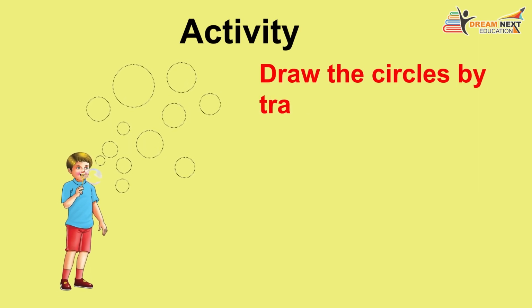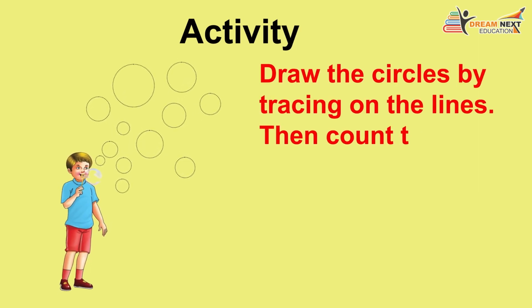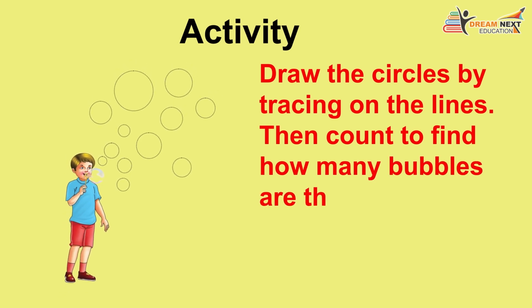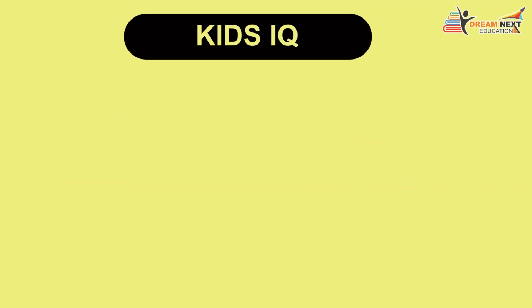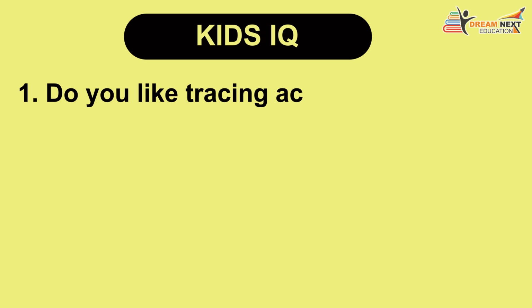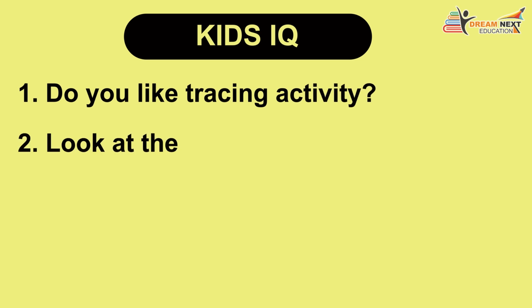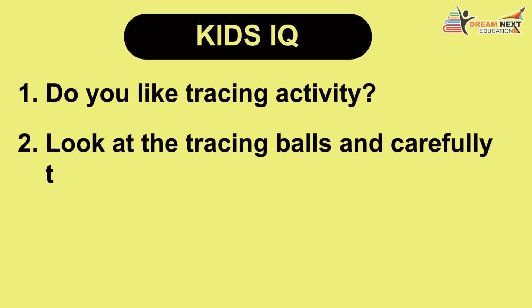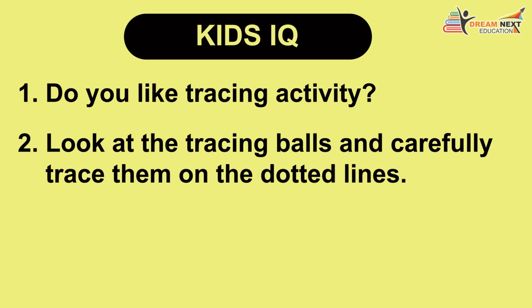Draw the circles by tracing on the dotted lines. Then count to find how many bubbles are there. Kids IQ. 1. Do you like tracing activity? 2. Look at the tracing balls and carefully trace them on the dotted lines.